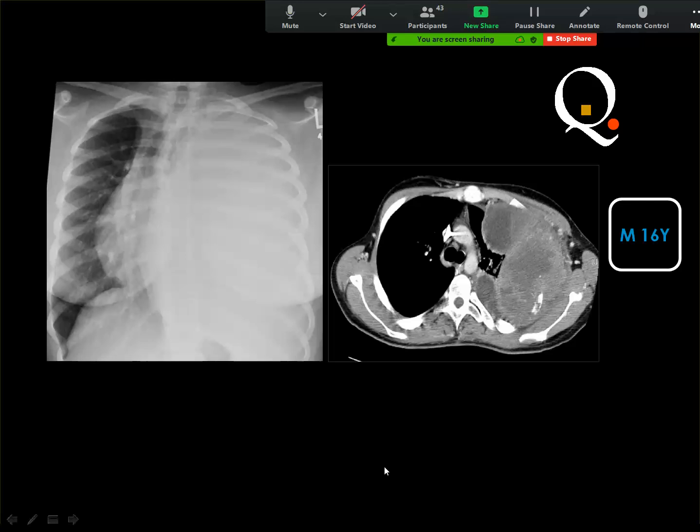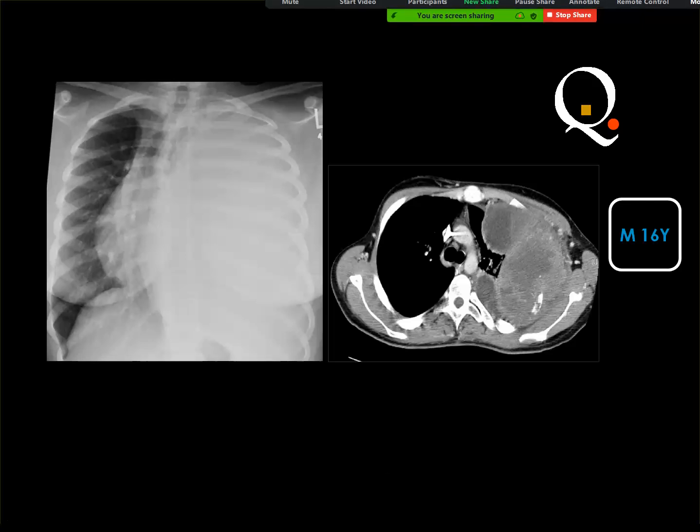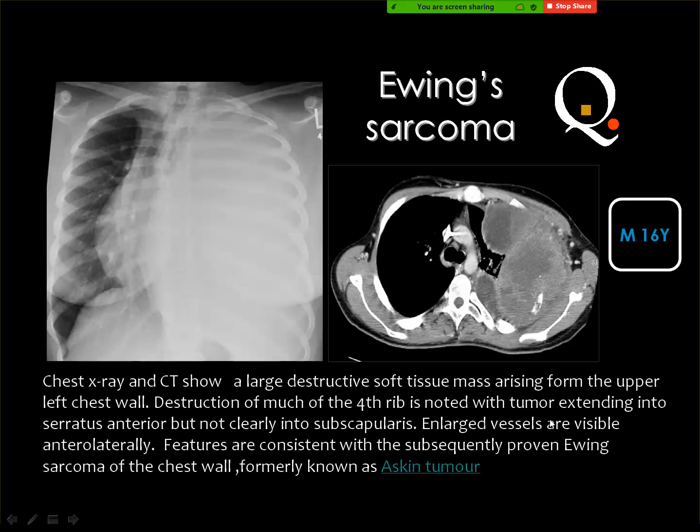Then there is a large mass in the left lung. Yes, and this is bronchogenic. This patient is 16 years old, so Ewing sarcoma. Ewing sarcoma. Very good. This is Ewing sarcoma of the chest wall, but I have recently seen many cases that are young, and they develop bronchogenic carcinoma because of cigarette smoking.